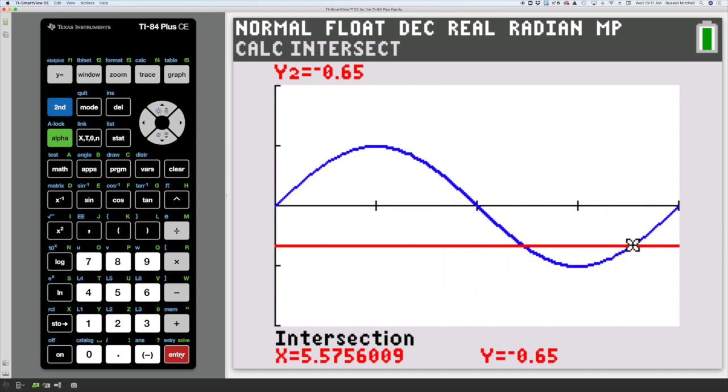So it's 5.756. The 6 will make that 5 right here a 6. So 5.576, and those are our 2 answers that we'll record. Okay, and that's how you solve these graphically.